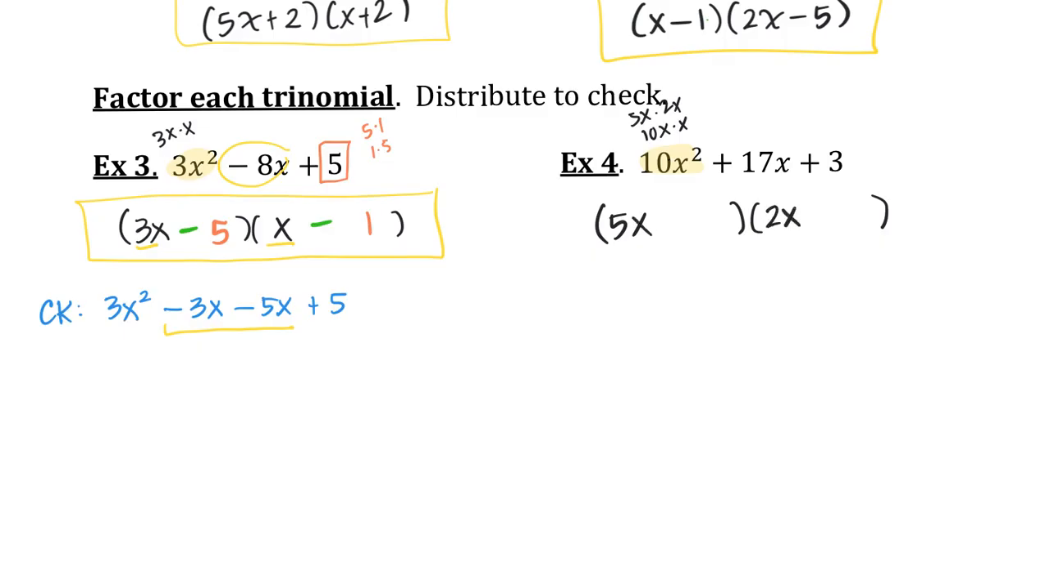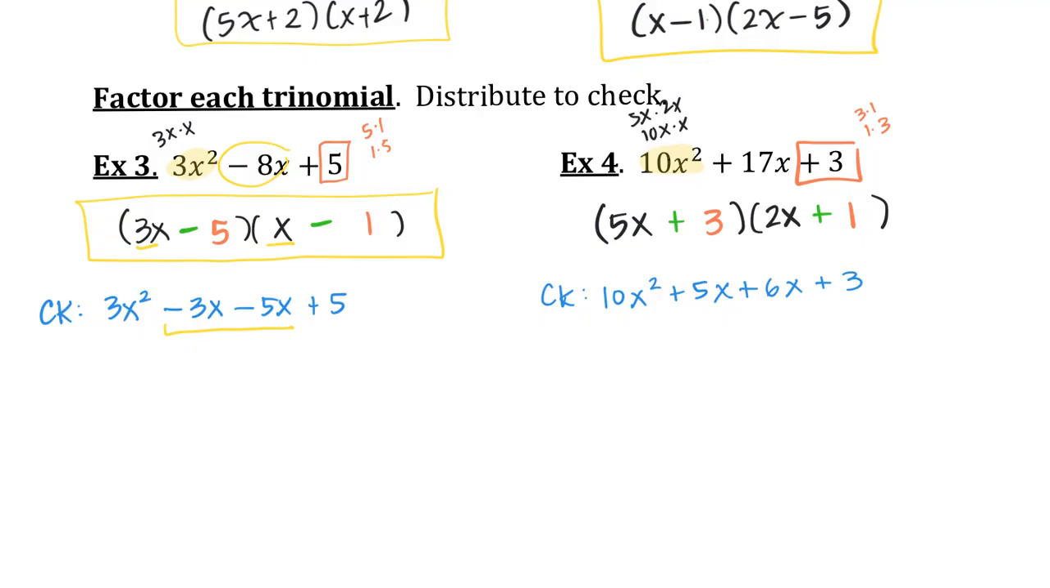Now let me look at the last term, because I know that this times this has to equal that. What do we think? It could be 3 times 1. It could be 1 times 3. I have no idea, so I'm going to guess. Now, everything in this equation is positive, so it's got to be positives. Now to check it, I need to distribute it. 5x, 2x, that's 10x to the second, plus 5x, plus 6x, plus 3.